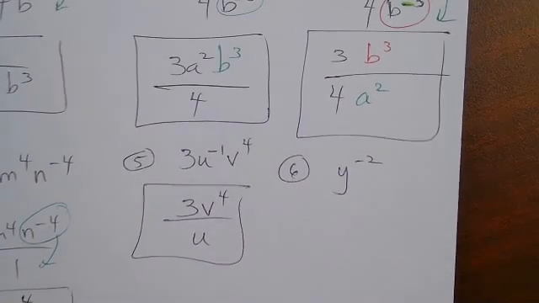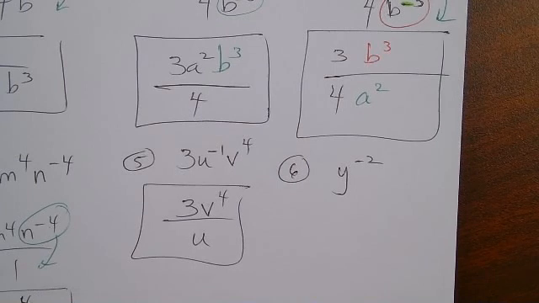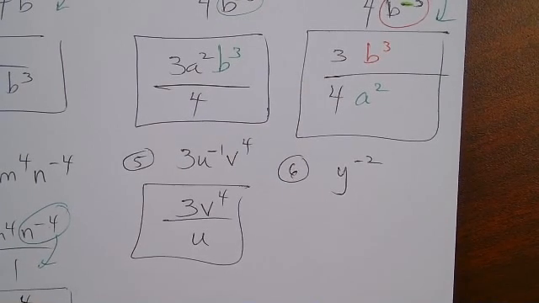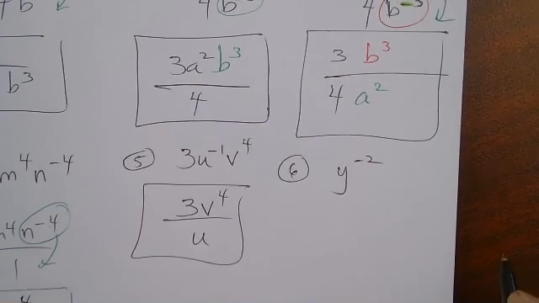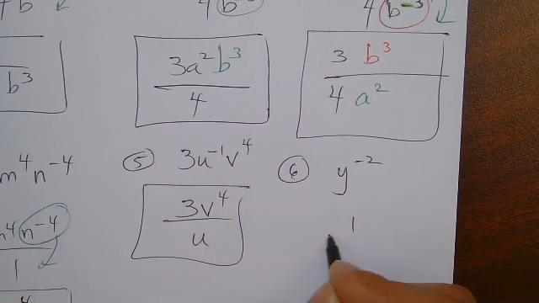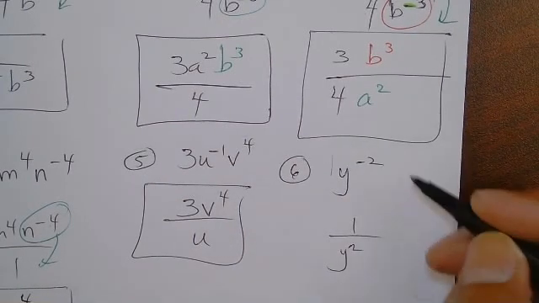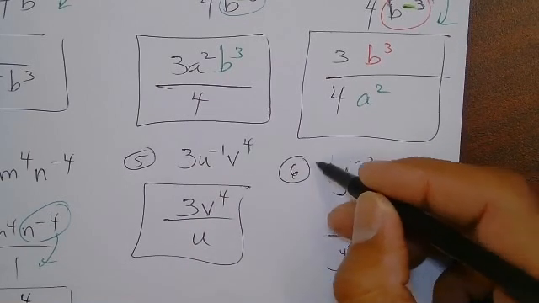6. What about this? y negative 2. Okay, what's the answer? Is the answer just y positive 2? No, I said 1 over y squared. 1 over y squared is correct. Right? There's a 1 right there, but we don't write it.